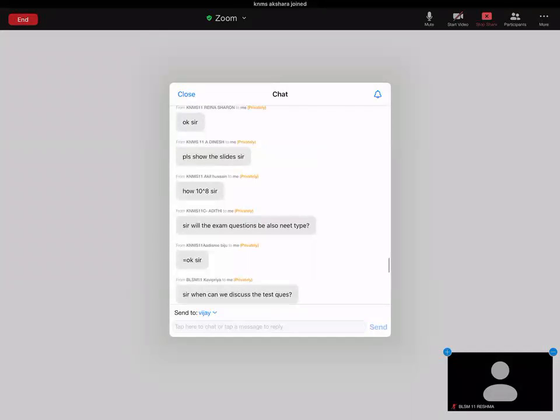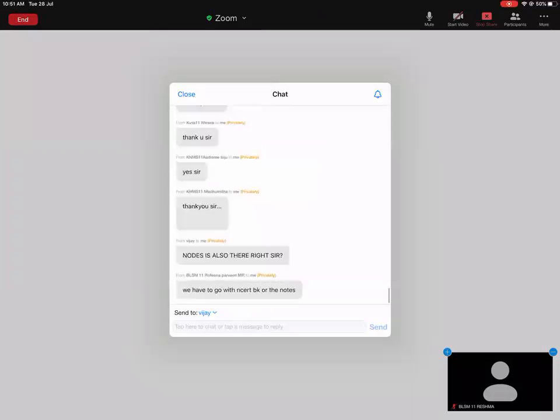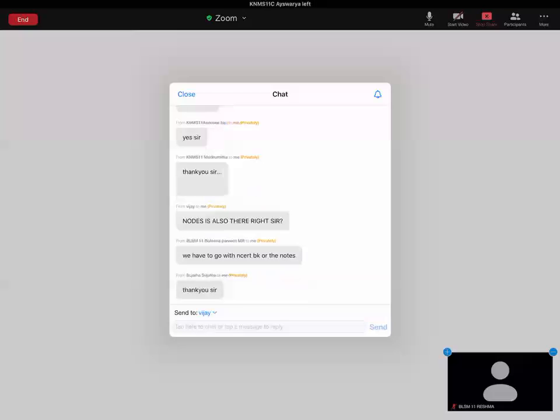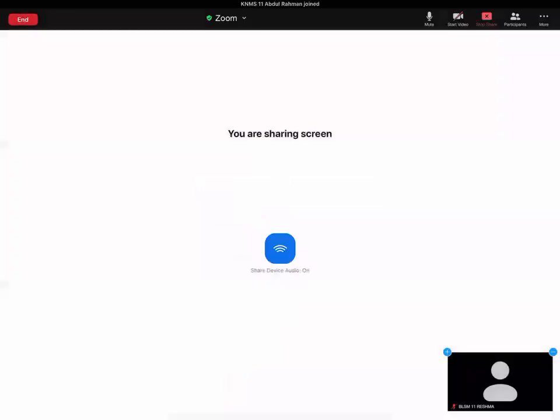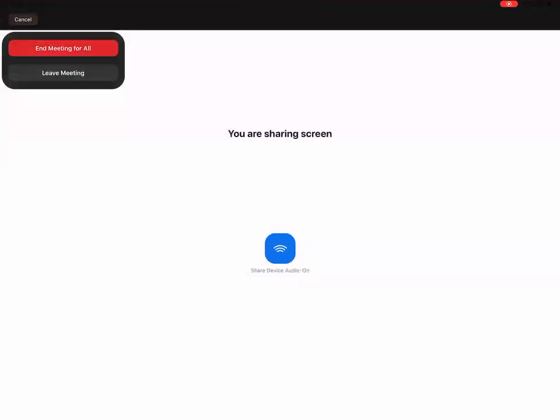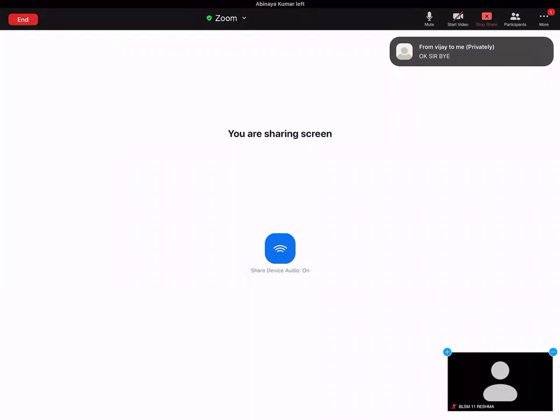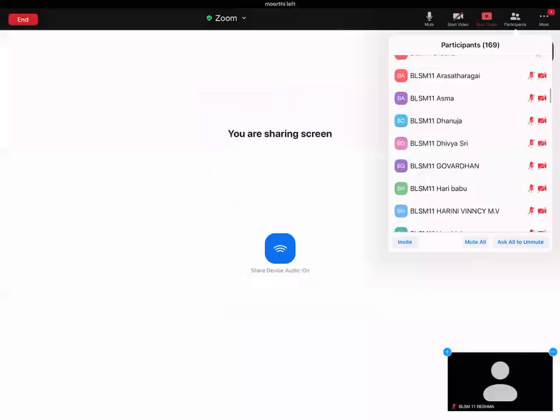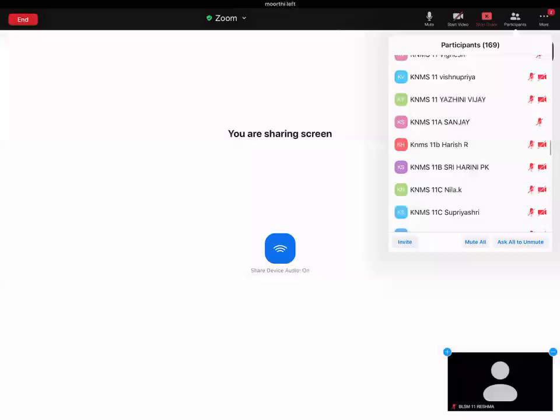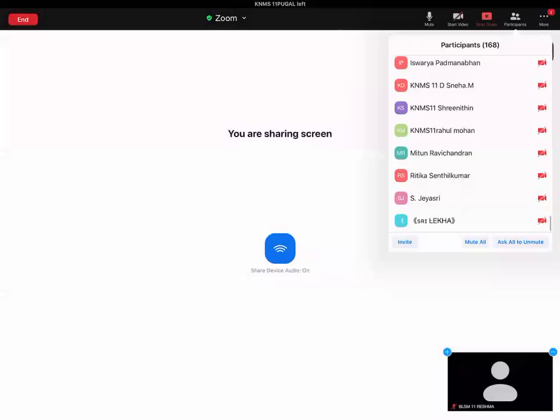Tomorrow's class we will be discussing the paper. Yes, you have to go with the NCERT book and notes. There is no difference between the NCERT textbook and notes. Notes are also there. Full atomic structure, whatever I have taught, is there in your syllabus for this exam.